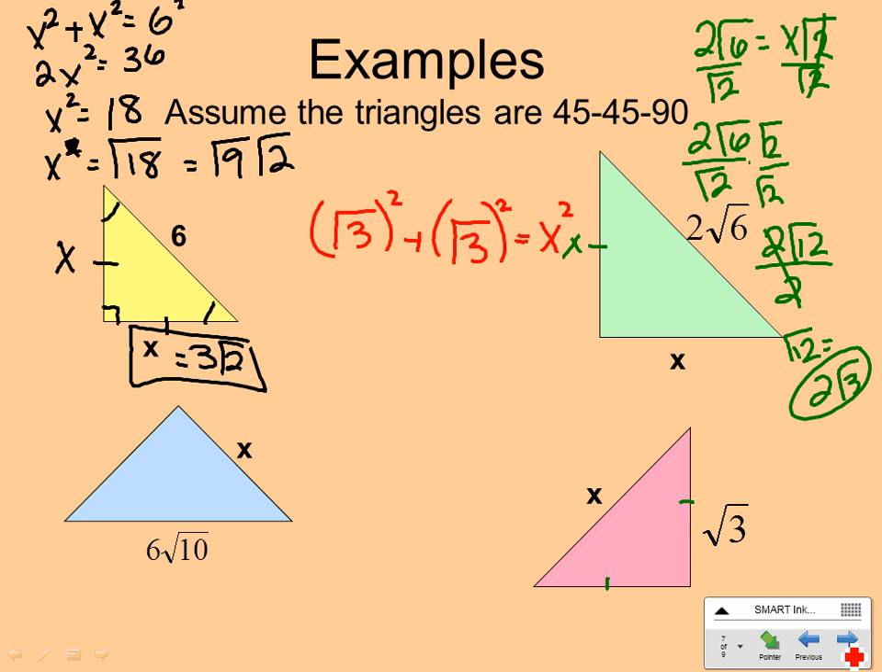What's the square root of 3 squared? That is just 3. So I have 3 plus 3 is equal to x squared. How many 3's do you have total? You have 6. Well, 2 3's added together, yes. Okay, so then I have x to be the square root of 6, and you're done.